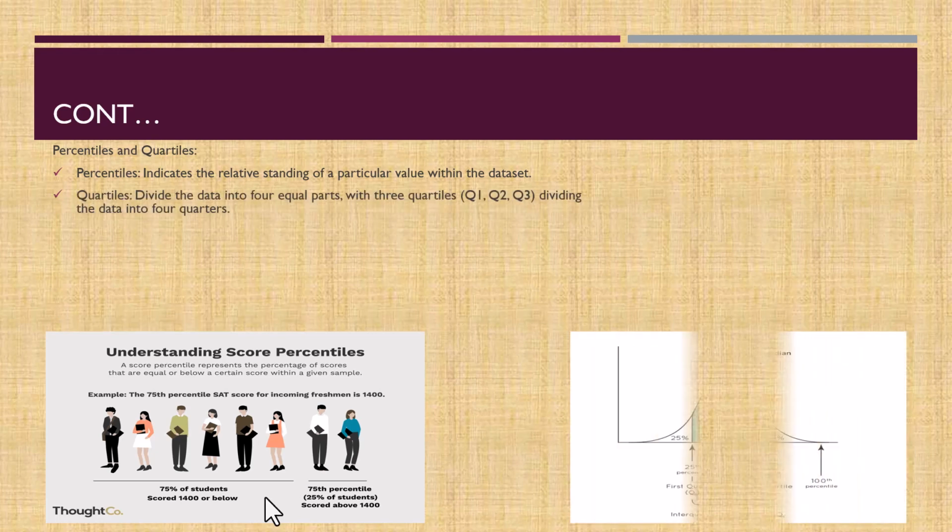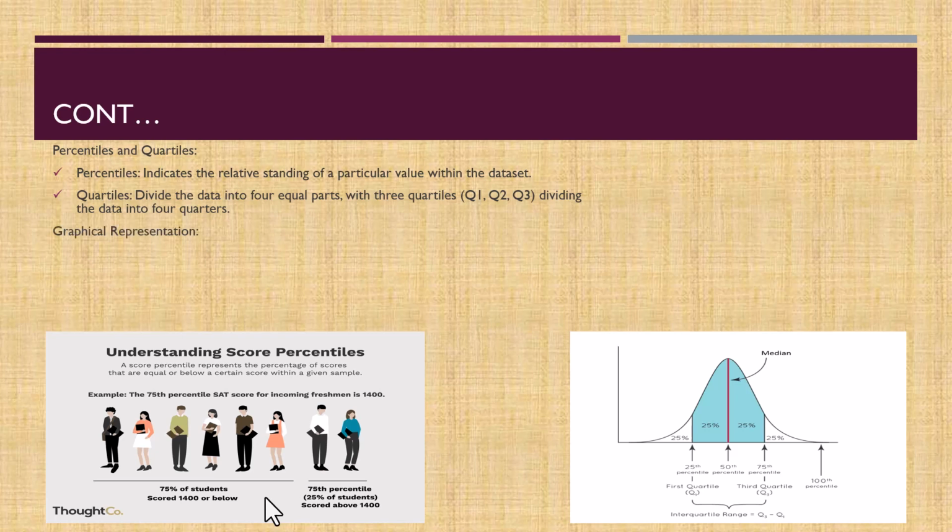So we have quartiles, and quartiles divide the data into 4 equal parts. With 3 quartiles, we have the first quartile, the second, and the third, which divide the data into 4 quarters. As you can see, the first quartile is at the 25th percentile. The second quartile, or the third quartile, is at the 75th, something like that.